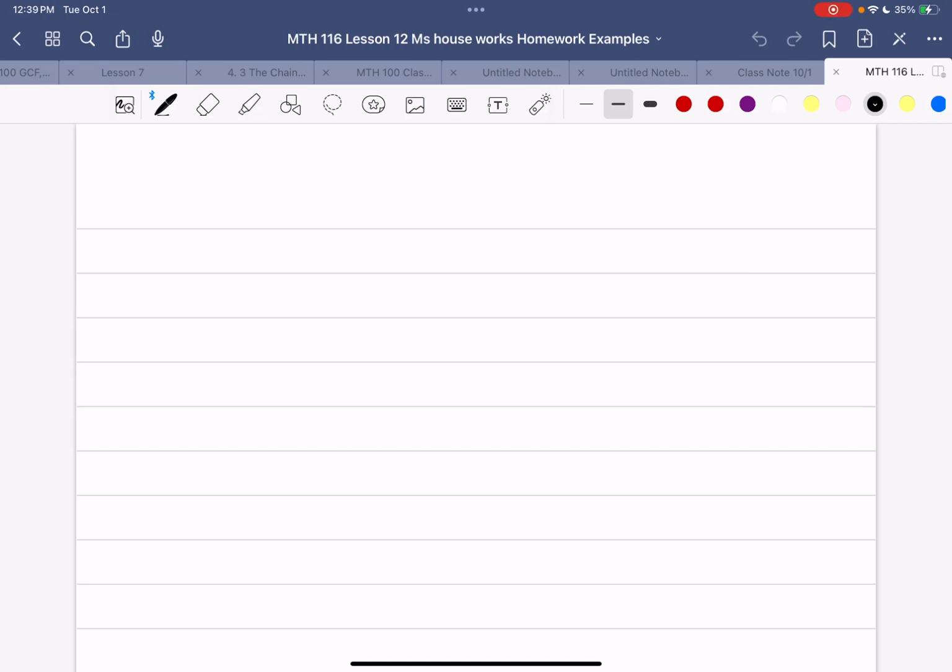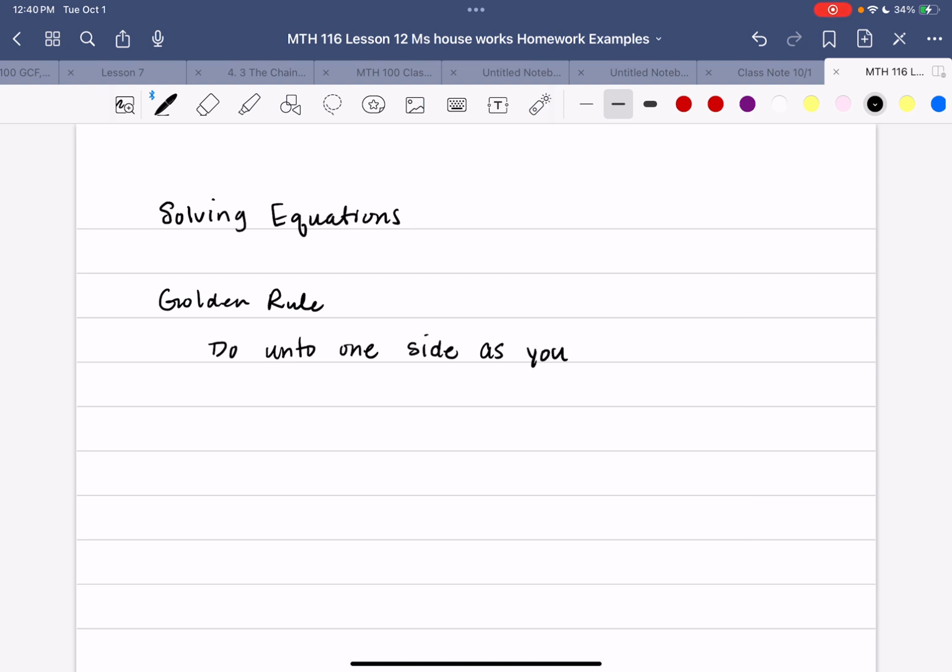In this lesson, we're covering 1- and 2-step equations. The main thing to remember when solving equations is the golden rule of equations. And that rule says, do unto one side as you would do unto the other, or as you do unto the other.